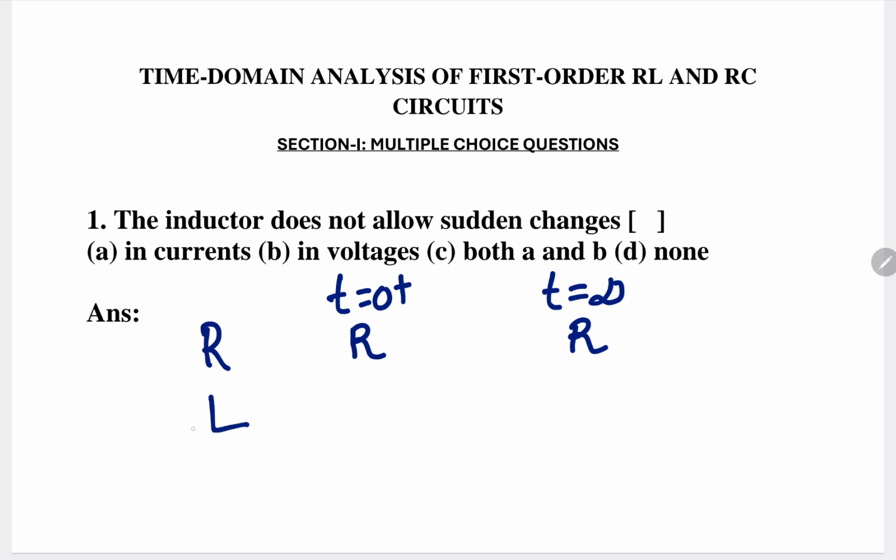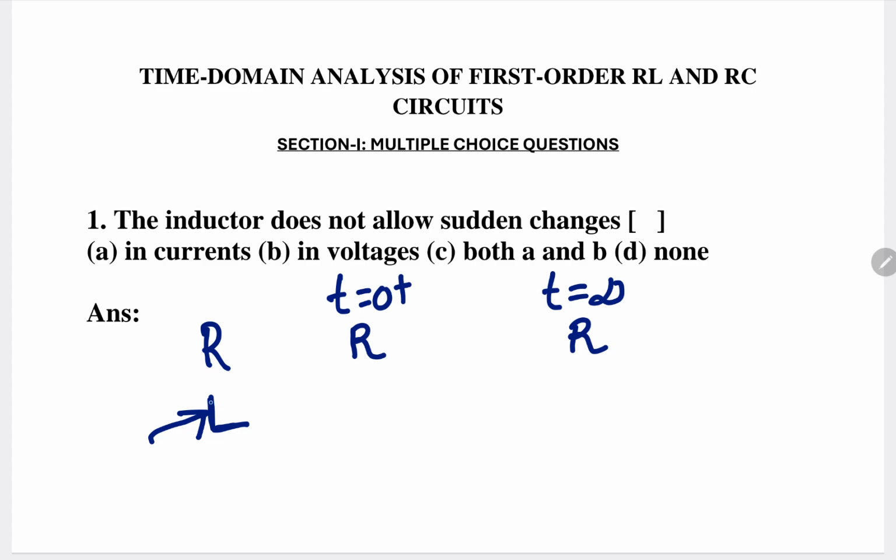Coming to the inductor, it means an inductor with zero initial conditions. That means there is no initial charge in the inductor, no initial stored energy, and no initial current in the inductor. It is called an inductor with zero initial conditions, or an uncharged inductor. So at t equal to 0 plus, how will the inductor behave?